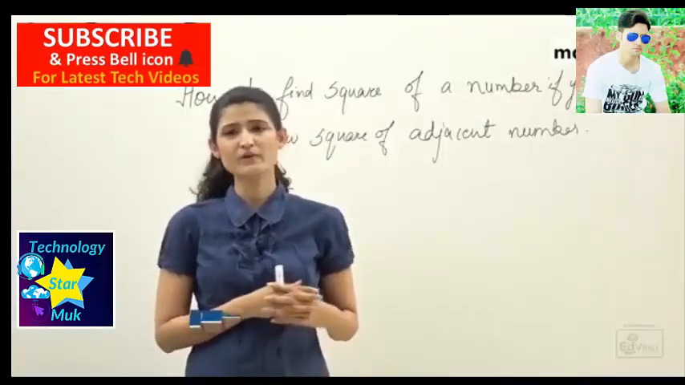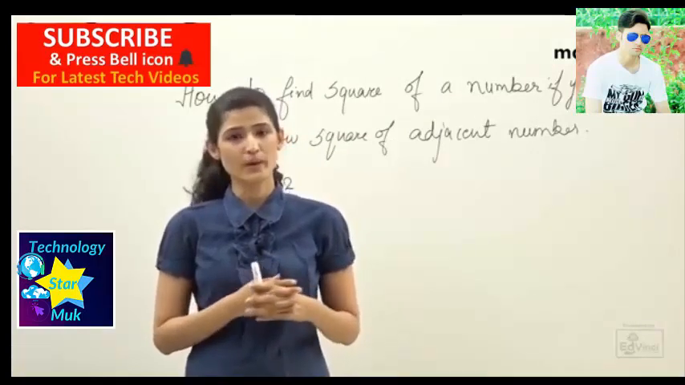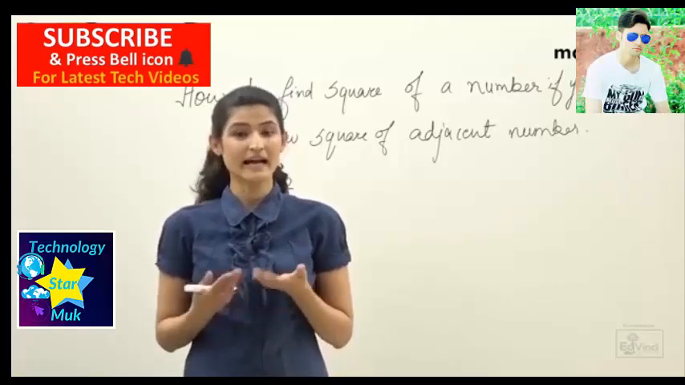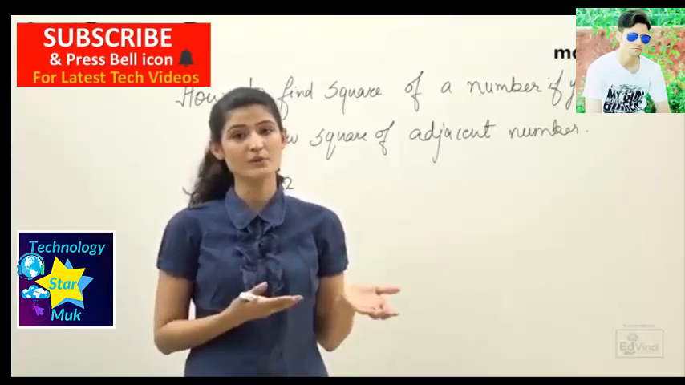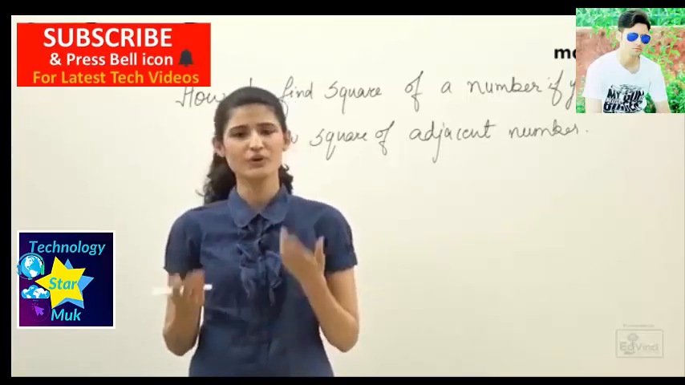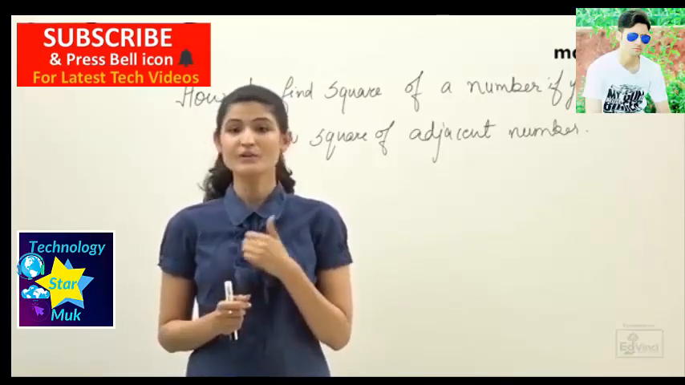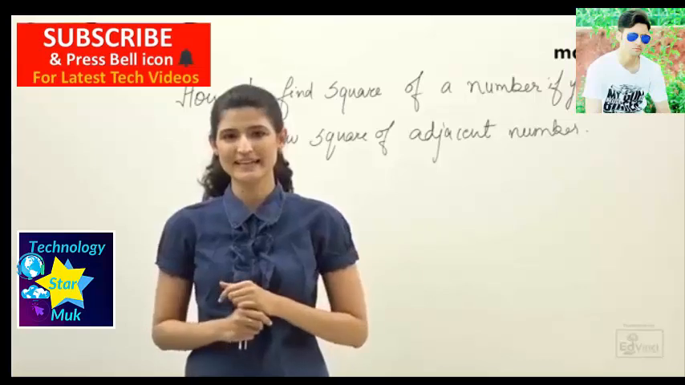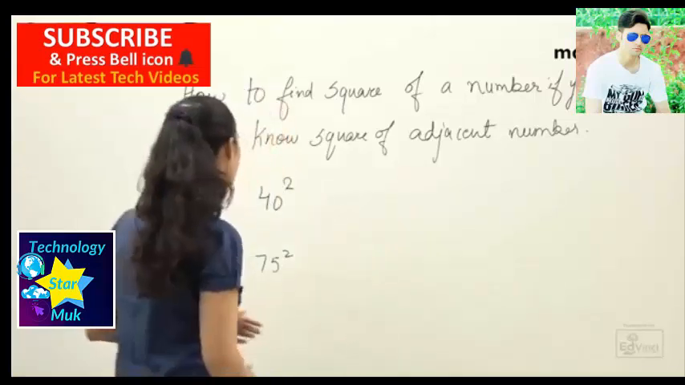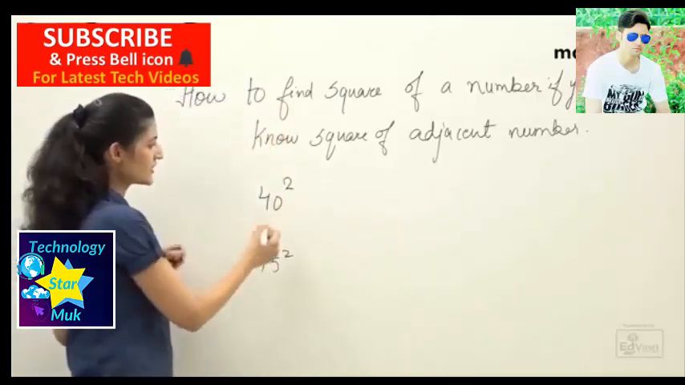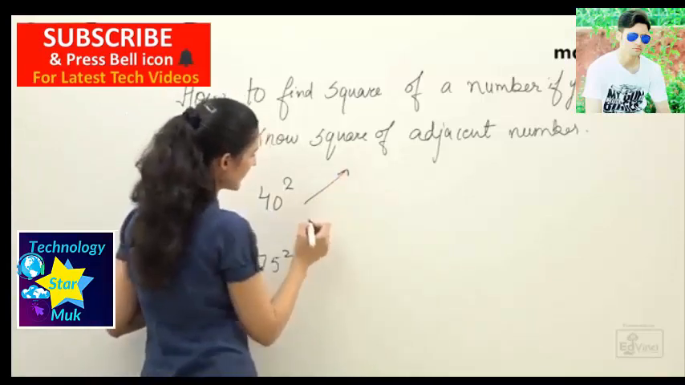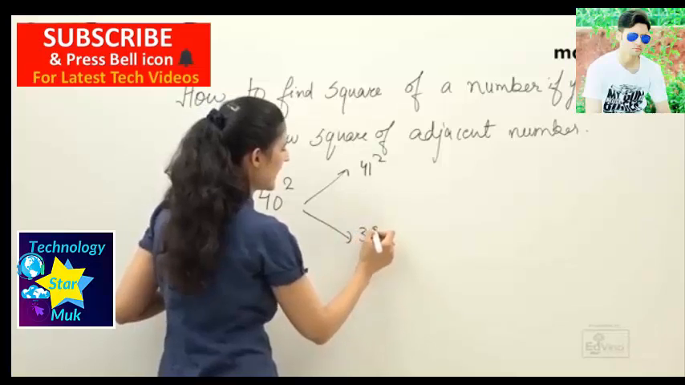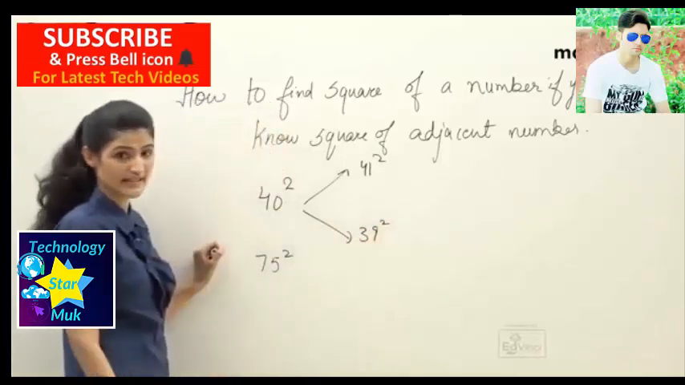How to find the square of a number if you know the square of the adjacent number. For example, if you know the square of 40, I can tell you how to find 41 square and 39 square. Or if you know the square of 75, I'll tell you how to find the square of 74 and 76 in just 2 seconds. So let's have a look. For example, if we have 40 square, we can find 41 square and 39 square in just 2 seconds.